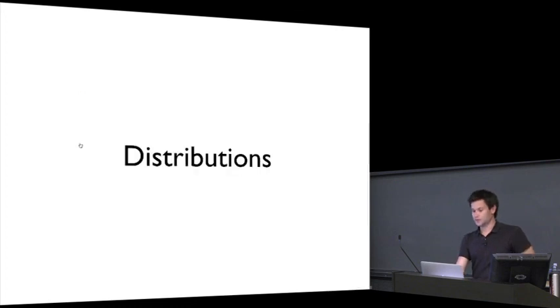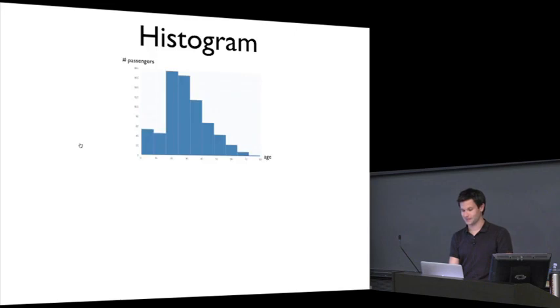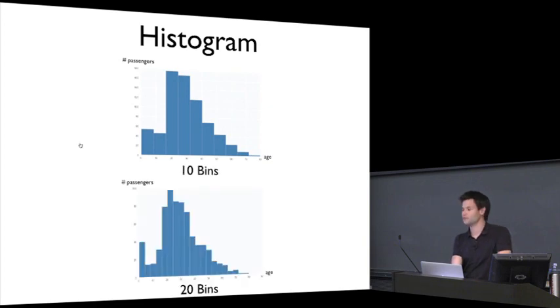Okay, the last one would be distributions. I already showed it. What's the best way to show a distribution? It's a histogram. Yes. And we had this example where you entered your height, and Raphael showed you the histogram. Here we have passengers versus age. What's the variable that you can change with a histogram? Yes. If you go for 20 bins, then it will look different.